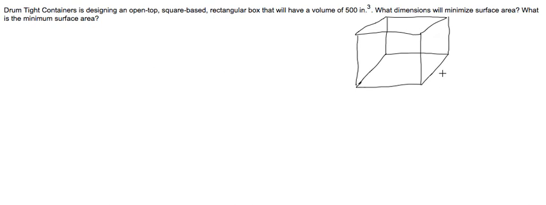Okay, it's a square base, so let's call that x, and then let's call that h for height. So we want to minimize the surface area. Surface area, you could call A or you could call S. Either one is pretty intuitive. I'll go with A. That's what we want to minimize.